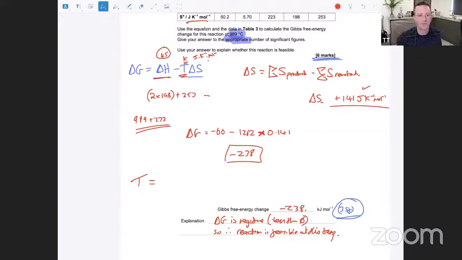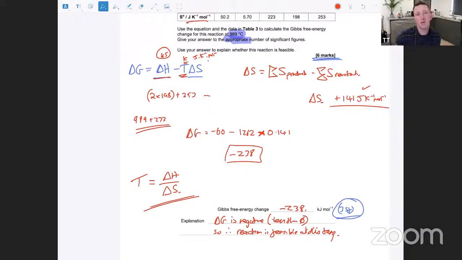What's our rearrangement? Yeah, delta H over delta S. Literally, that's it. That finds you the temperature. Delta G disappears because it's 0. So when delta G hits 0, that's the point at which, depending on whether you're increasing the temperature or decreasing the temperature, it's either going to become feasible or it's not going to become feasible. It really depends on the balance between delta H and delta S, doesn't it?